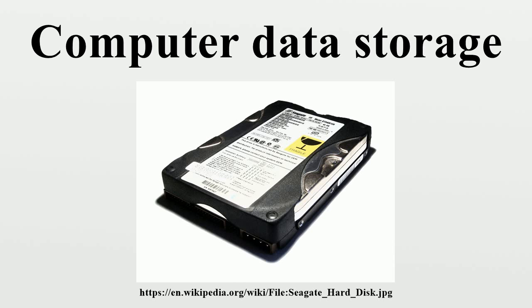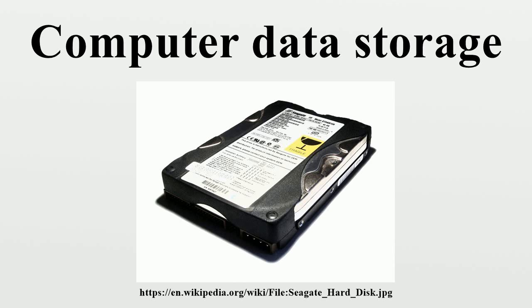Typically, it involves a robotic mechanism which will mount and dismount removable mass storage media into a storage device according to the system's demands. This data is often copied to secondary storage before use. It is primarily used for archiving rarely accessed information since it is much slower than secondary storage. This is primarily useful for extraordinarily large data stores, accessed without human operators. Typical examples include tape libraries and optical jukeboxes.